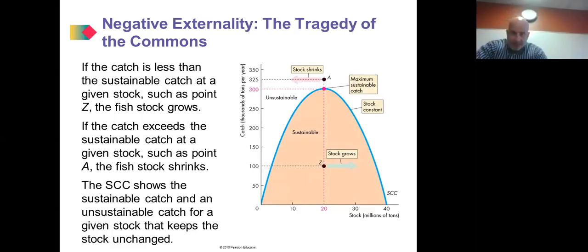So fish stock increases up to a maximum. I'm going to paraphrase. And as the stock increases further, remember, fish are going to have to compete. Less is going to be there to support these animals. They're going to compete for food, and the sustainable catch is going to fall. We see that along the SCC curve. And if the catch exceeds the sustainable catch, fish stock will continue to diminish. If the catch is less than the sustainable catch, stock will grow.